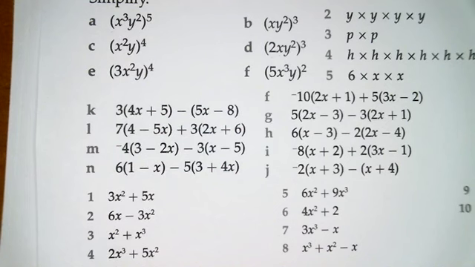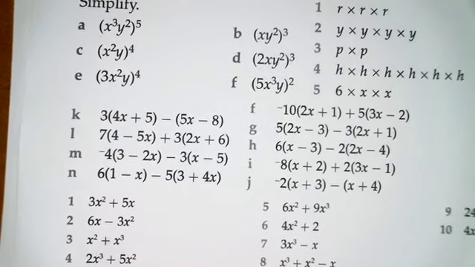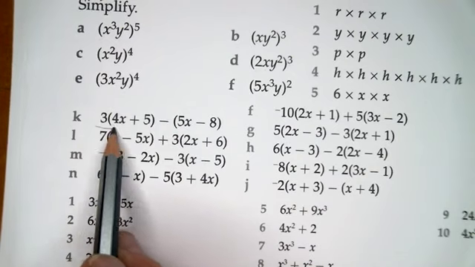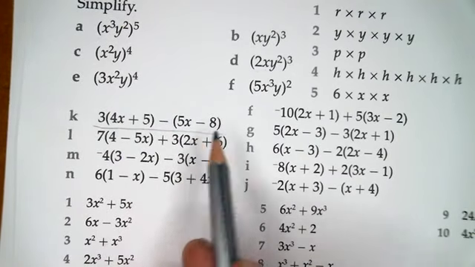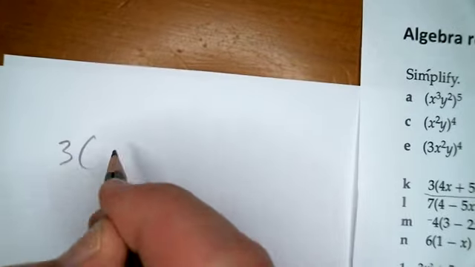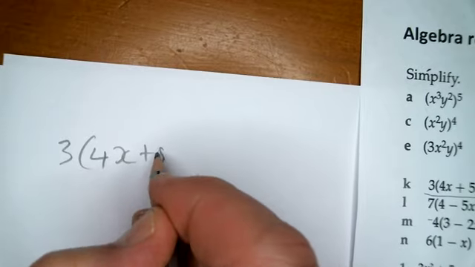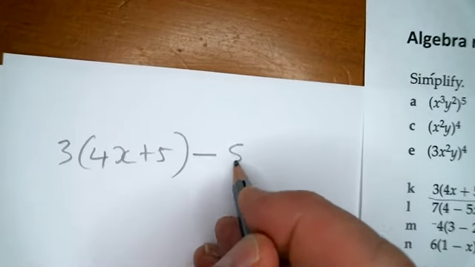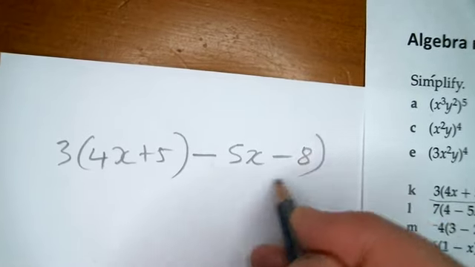All right, let's have a go at simplifying some algebraic expressions. So, for example, this kind of figure here. Very important to be able to do. Let's have a look at doing some of those now. So we've got, in this case, 3(4x + 5) - (5x - 8).